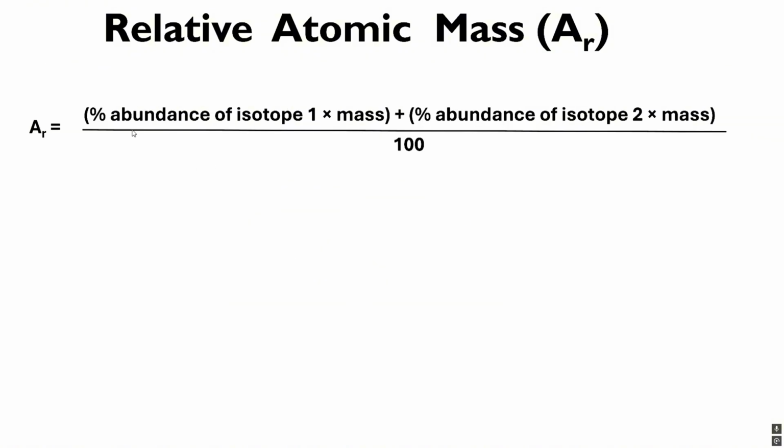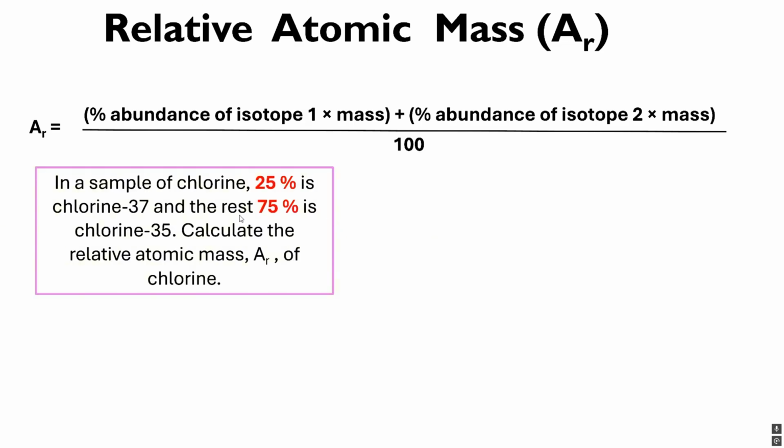This is the equation we use to work out the relative atomic mass. We do abundance of isotope 1 multiplied by the mass, or mass number, plus the percentage abundance of isotope 2 multiplied by its mass number, and this continues if you have more than 2 isotopes. We divide this by the total percentage, 100. Let's look at an example.